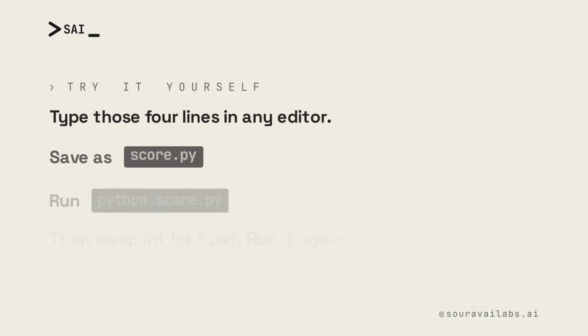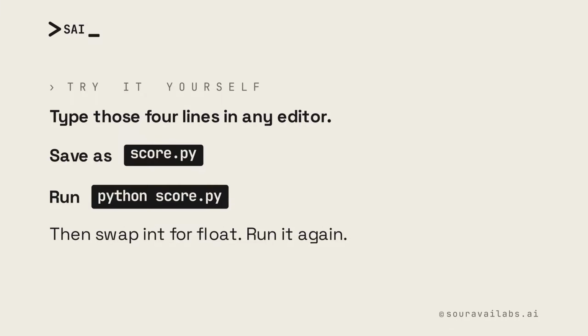Your turn. Type those 4 lines in any editor, save it as score.py, and run it. Then change the second score to 2.5 and swap int for float on both. The total comes back with a decimal point, 4.5.